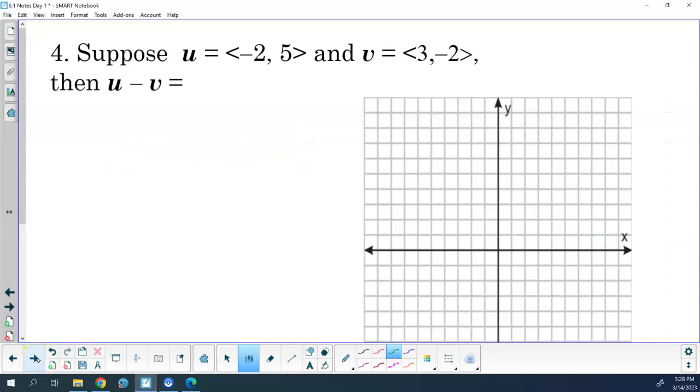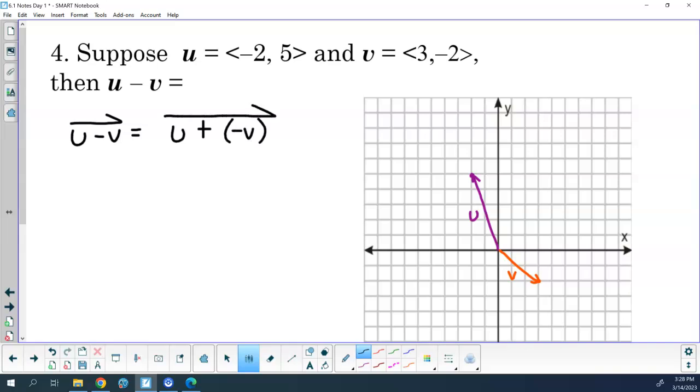What about subtraction of vectors? So again, if we have vector u at -2, 5, so there is u, and we have vector v at 3, -2, then u minus v, that vector, is the same as vector u plus the opposite of v. Well, the opposite of v, I'll put that in green, would be right there. Notice how it is the same magnitude, the same length, it just is in the opposite direction. So the angle difference between them is 180 degrees. It is going completely back the opposite way.